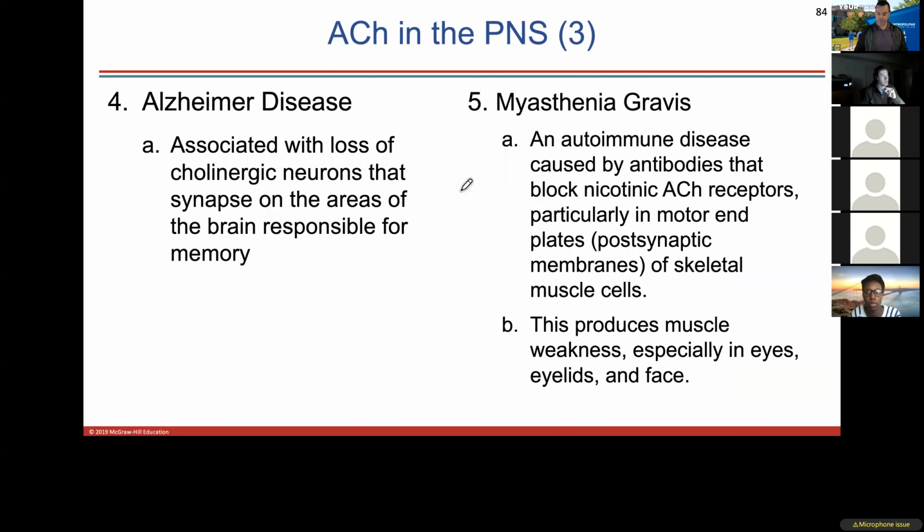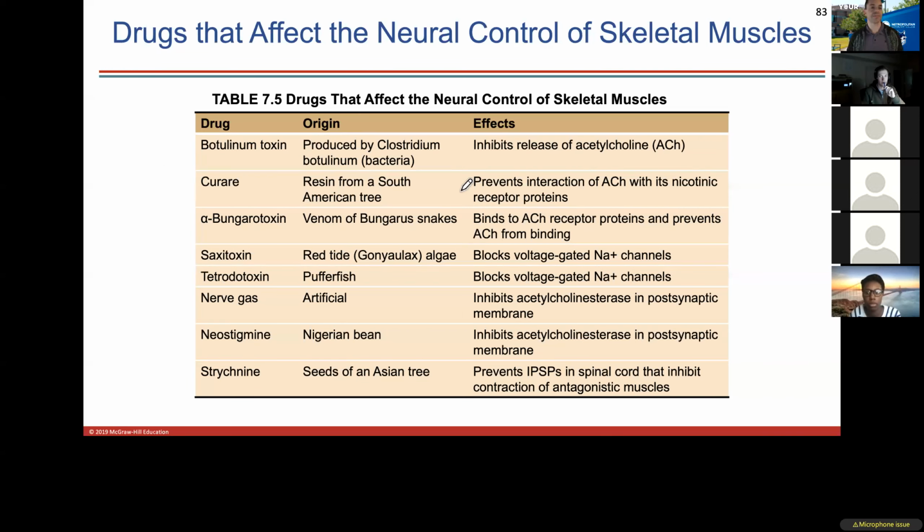So EPSPs and EPPs are the same thing, just formed in different locations. One's in the nervous system, EPSP, and one's in the somatic nervous system, which is in the periphery, and that's EPP.